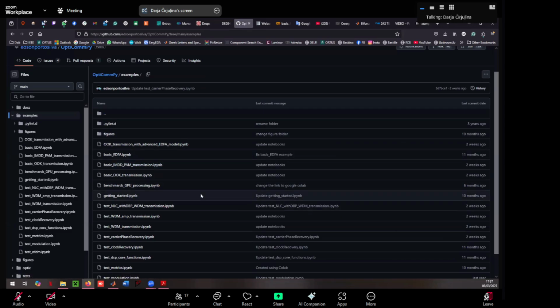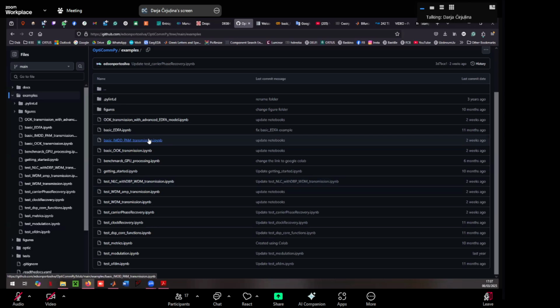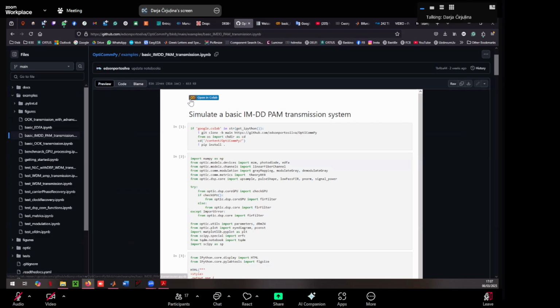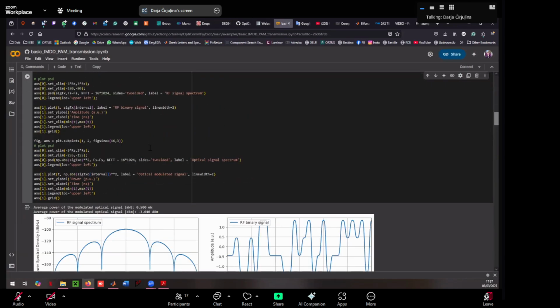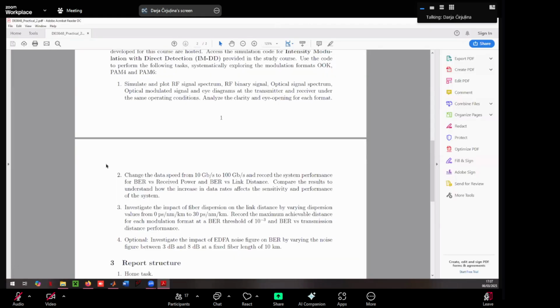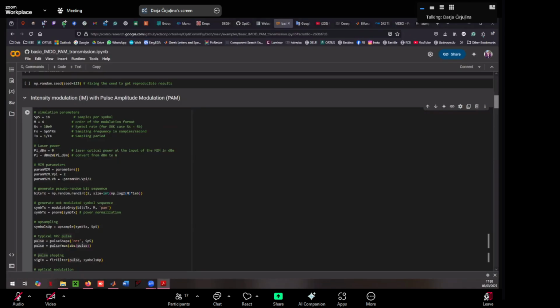And then for your second practical work, we'll go to examples again as always. Here we have basic IMDD PAM transmission. This is the one example we are looking for. Of course, you should open it in Colab. I have already opened it here, and we will just briefly go through. Maybe I'll point out some parameters that you are encouraged to change in this practical work.